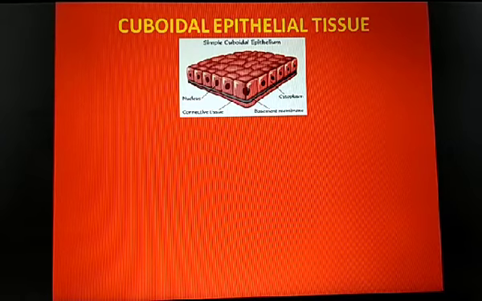Next is cuboidal epithelial tissue. As the name suggests, since it is cuboidal in shape, that means length and breadth are almost equal. So therefore, they are called cuboidal epithelial tissue. Here you can see a basement membrane, then cytoplasm, nucleus, and this is the arrangement of cuboidal epithelial tissue.